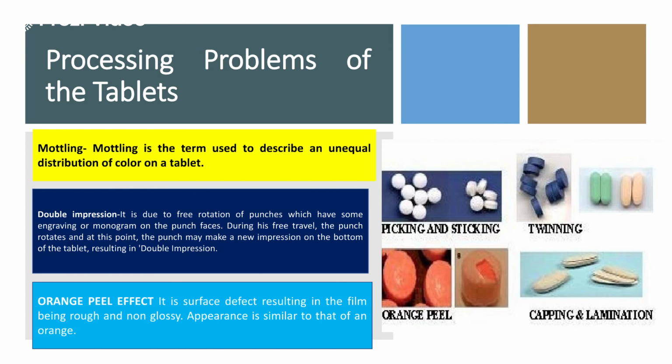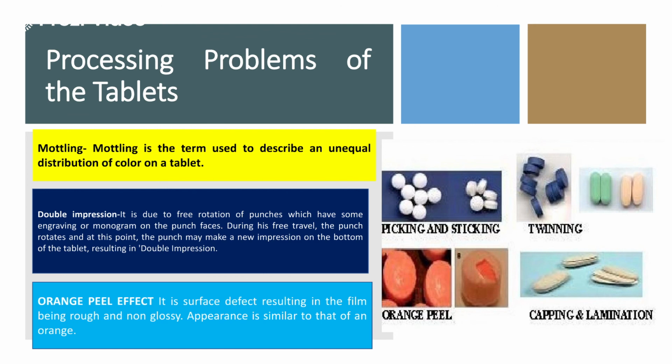Next, we move on to double impression. As the name signifies, first the impression has been made, but since the movement of the upper punch is not regulated in a proper way, sometimes it makes a new impression on the bottom of the tablet. So this results in double impression.